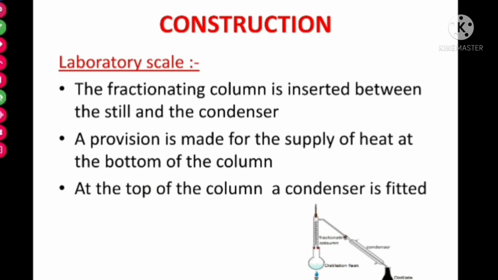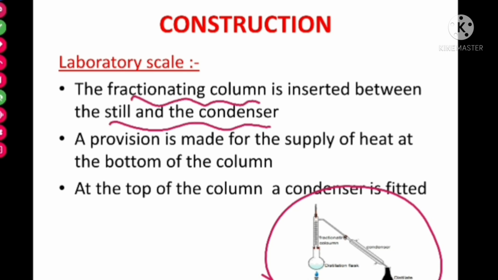Now let's discuss the construction of a laboratory scale fractional distillation assembly. You can see the figure here. This is the fractional distillation assembly. The fractionating column is one of the important parts of a fractional distillation assembly. It is inserted between the still and the condenser. This one is the still and this one is the condenser. So this is the fractionating column, inserted between the still and the condenser.